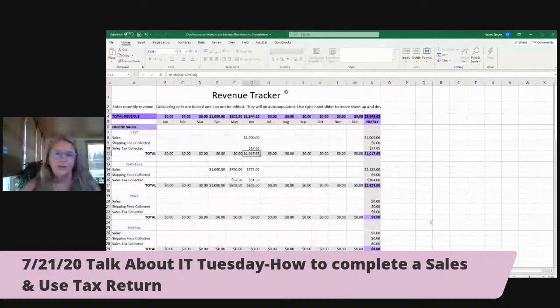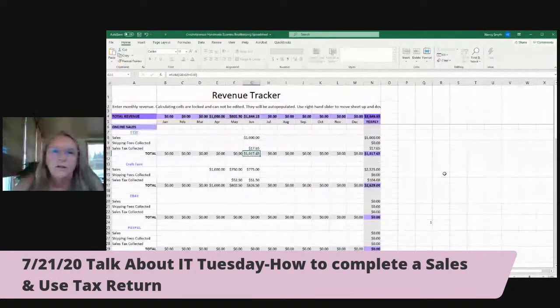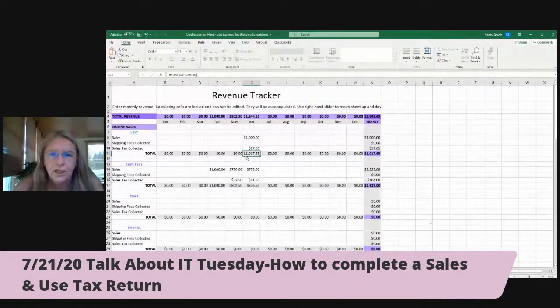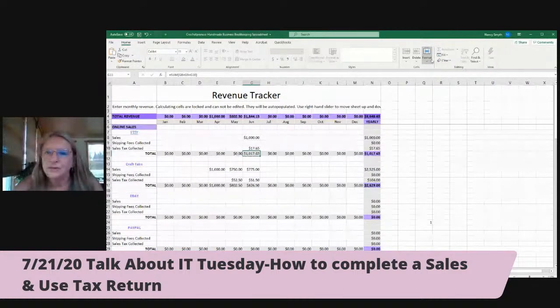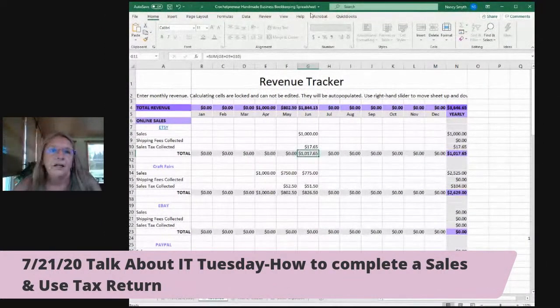And while the lady who designs this really is super smart, she really messed up on this spreadsheet. And because she has locked the cells and you can't edit them, it's overstating your revenue by money that is not yours. So this is really an issue with spreadsheets.